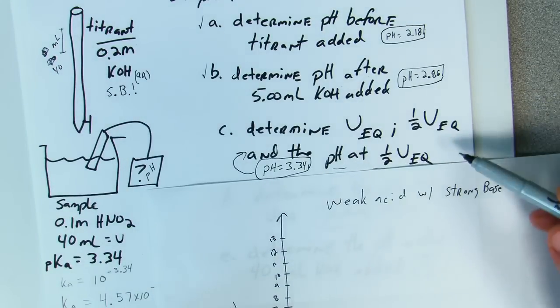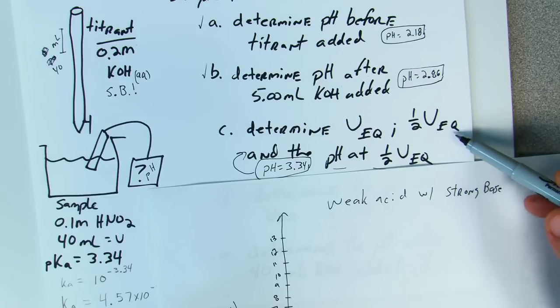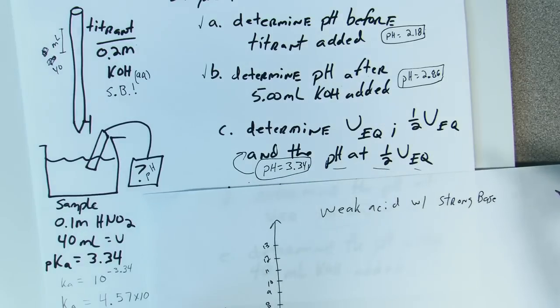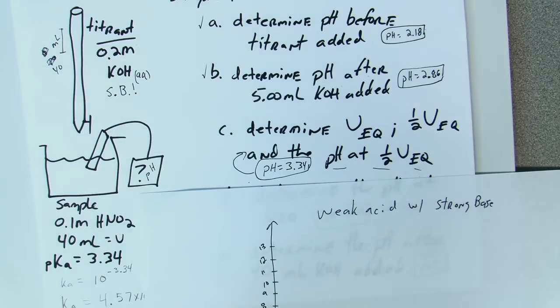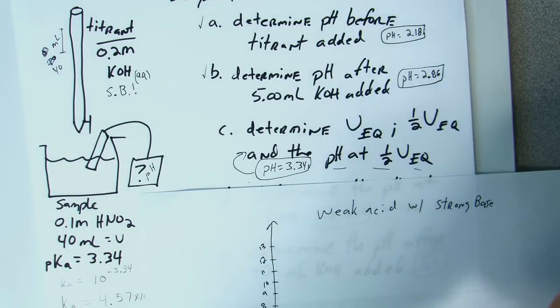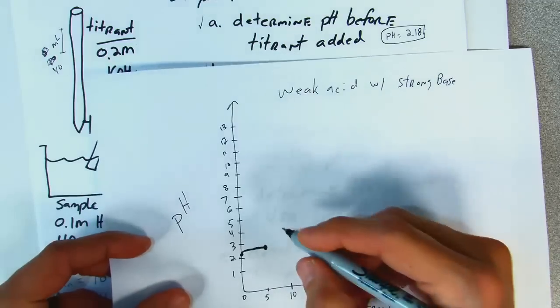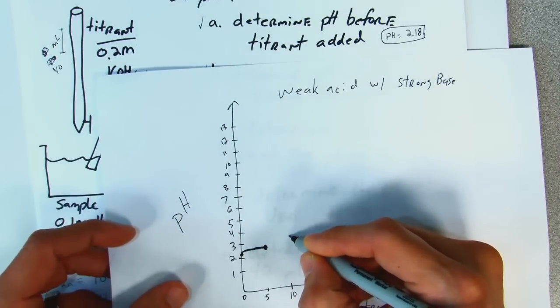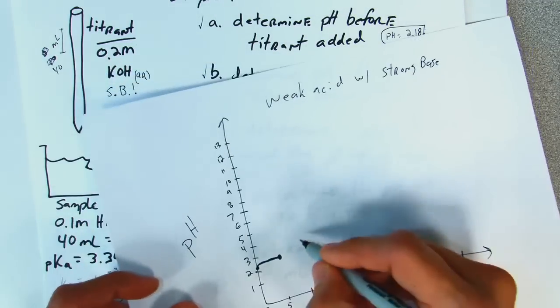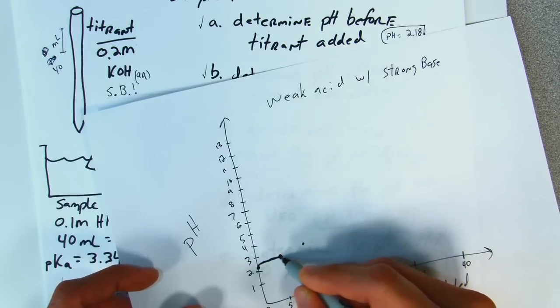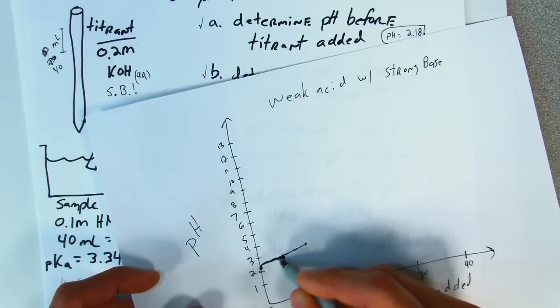Moving on to C then. At C, we were at 1/2 VEQ, and we found the pH was 3.34. Did we remember what the half VEQ was there? I think it was 10 milliliters, right? Yeah, 10 milliliters. So at 10 milliliters, we're at 3.34, so that's right about here. Okay, so we see that the pH is still kind of drifting upwards, right?